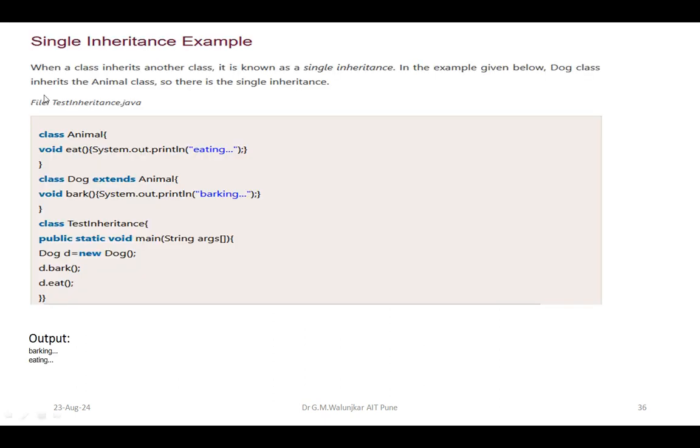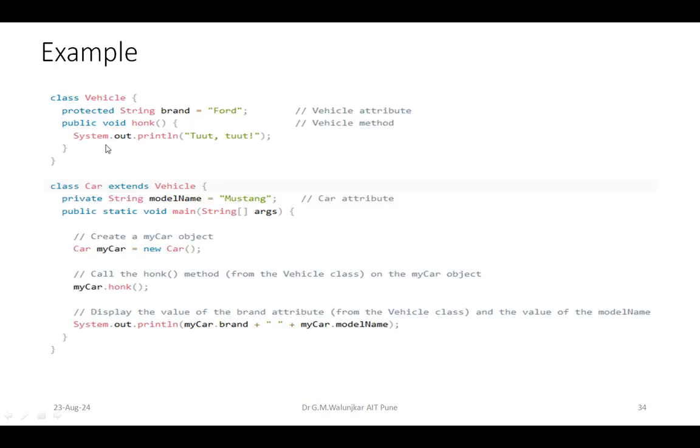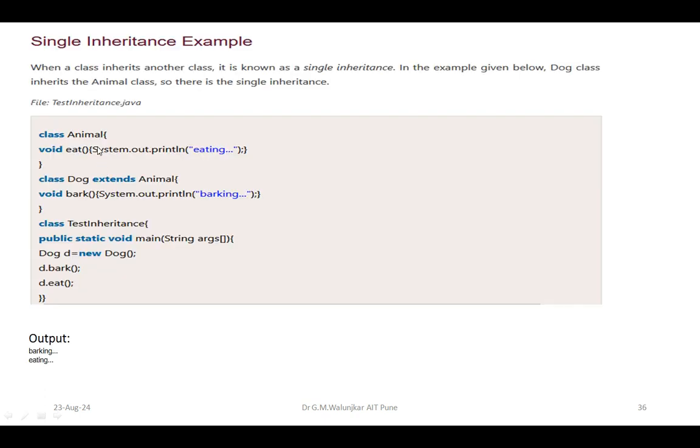Now let's see examples of single inheritance and the other types of inheritance. So class Animal is there, and class Dog extends Animal. The previous example is also an example of single inheritance. That means Car is directly inherited from Vehicle, single inheritance. Here you can see that the Dog class is inherited from the Animal class. So it's a kind of single inheritance.